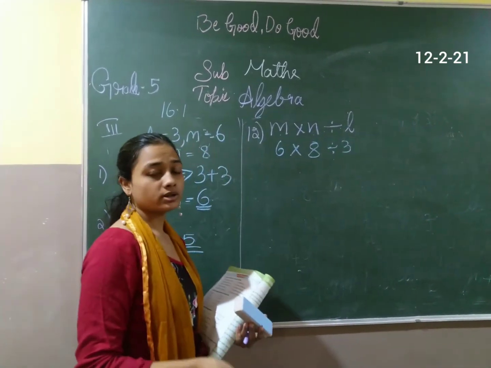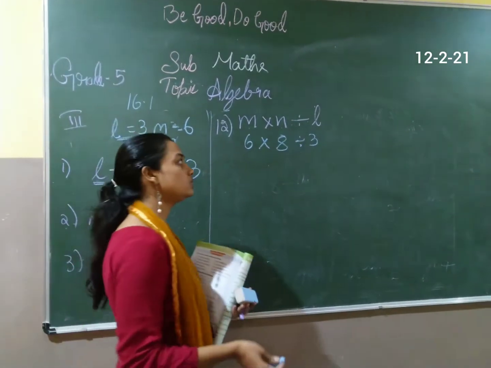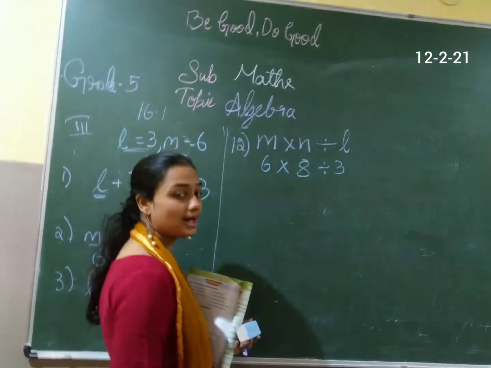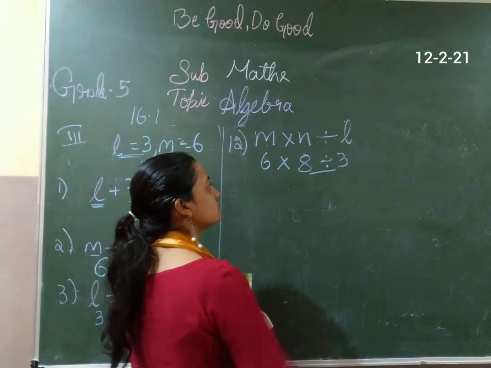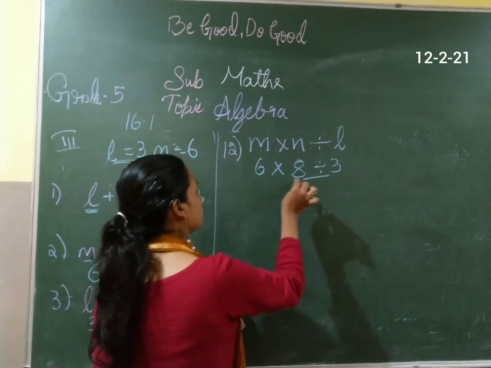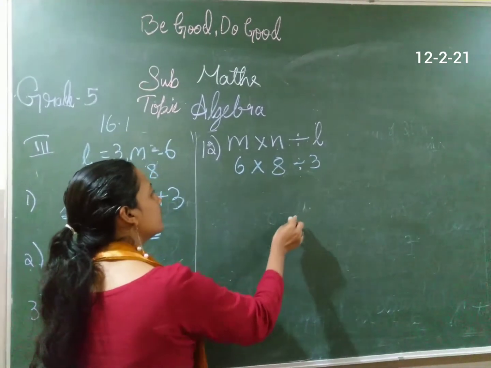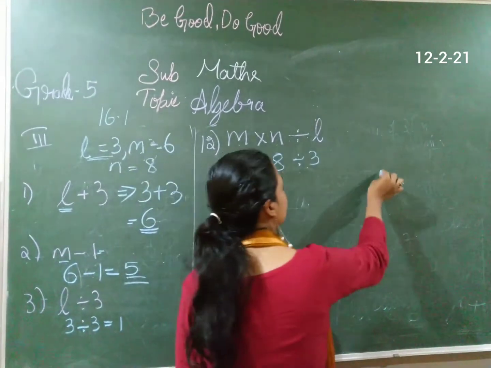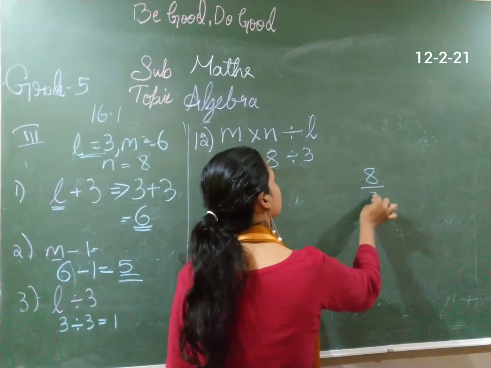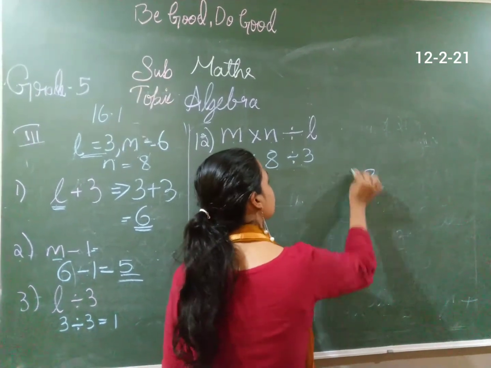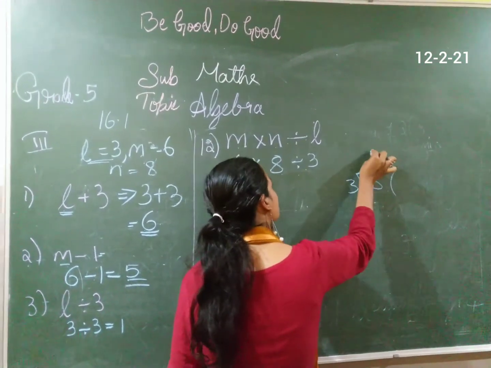You all know what the BODMAS rule is. So which will you do first? BODMAS. First you should do division. So divide 8 by 3. Okay. What is the answer you get? What is the answer you get, children? 2 3s are 6.